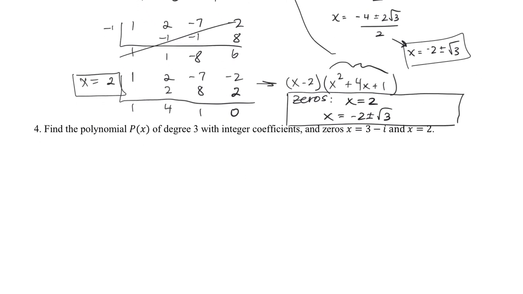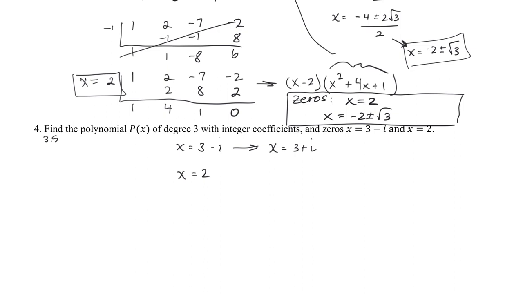Okay, so question 4, this would come from section 3.5. Given zeros, we need a degree 3 polynomial. So degree 3 means we're supposed to have 3 zeros. We have only 2, x equals 3 minus i, and x equals 2. But what you need to remember is these kind of complex zeros always come in a pair. So if one of them is 3 minus i, then its paired zero is x equals 3 plus i.